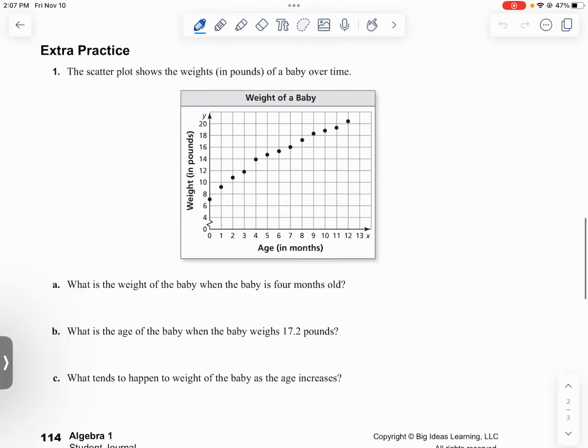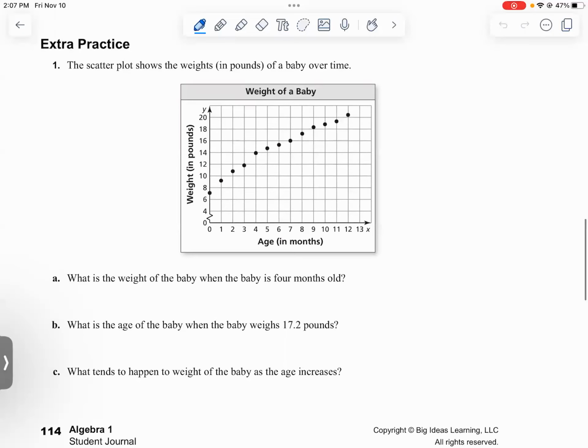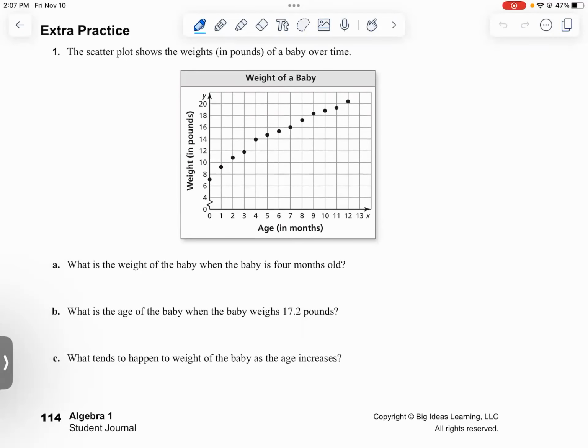I want you to go to page 114 for me. The first thing I want to do is make sure we can read a scatter plot because some of us struggled with our Desmos activity. The x-axis is labeled as age. What page is that? Oh my goodness! The next page. I said turn the page to 114. It wasn't just you. The y-axis.